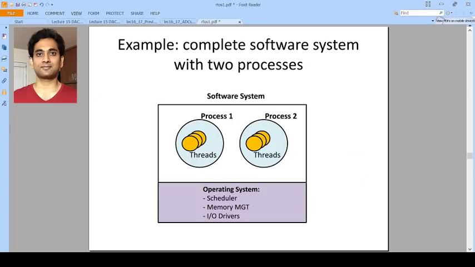Now, here is a complete software system with two processes and multiple threads. Between the software system and the microcontroller unit hardware sits my operating system. My operating system does the function of scheduling, memory management, and input-output drivers.